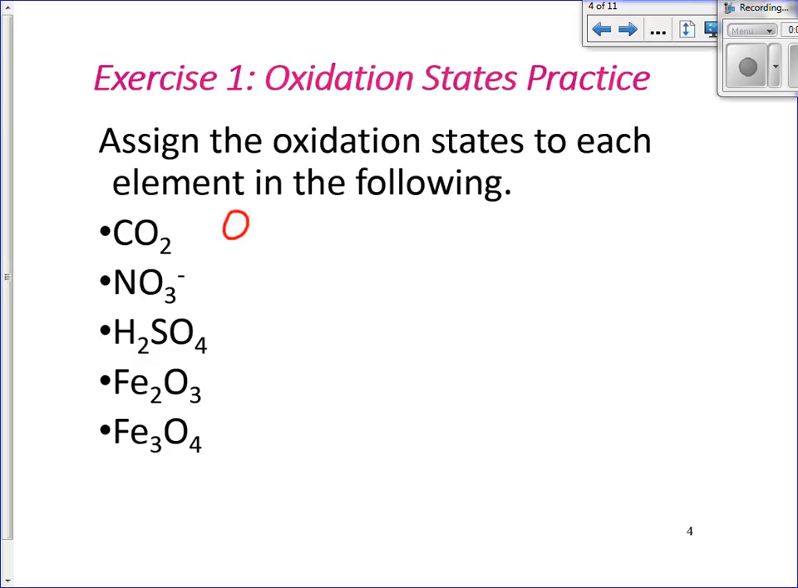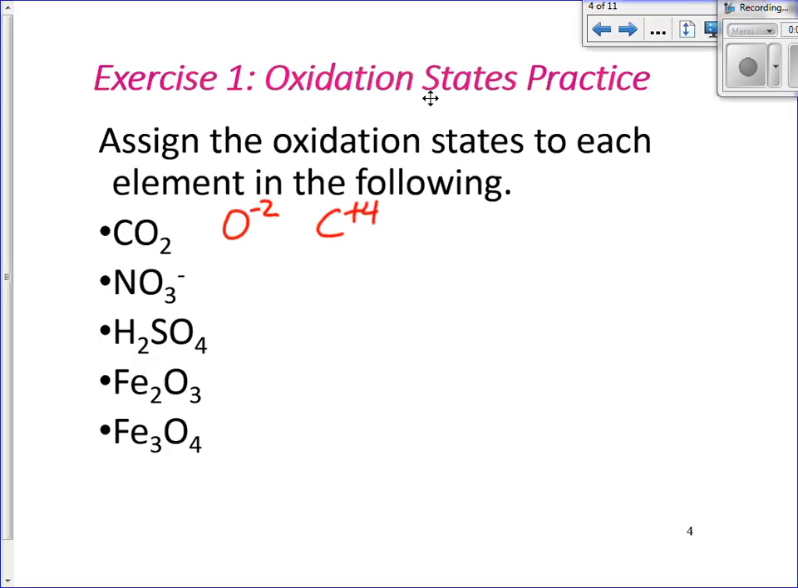Oxygen is -2. Now, we want the actual number assigned to the element, not the total number. So you can use the totals to figure them out, but here I don't want -4 for oxygen because there's 2 of them. I only want that oxygen's charge is carrying a -2. Its oxidation state is a -2 here. So in that case, that means carbon has to be a +4.